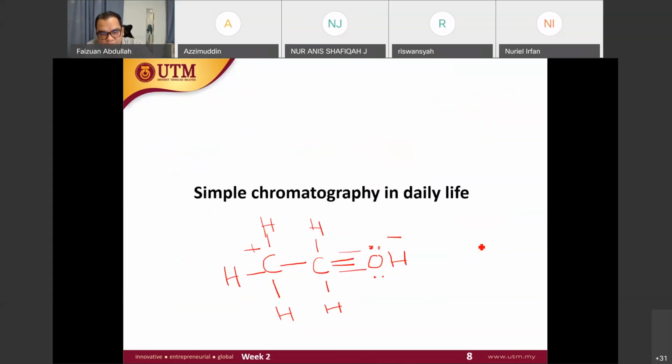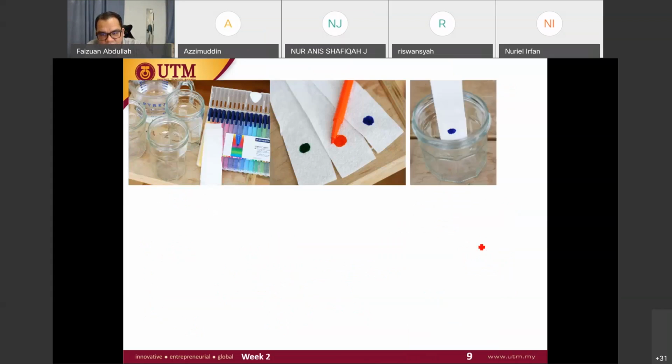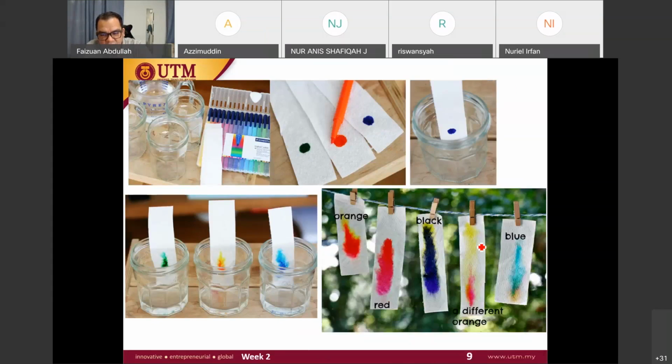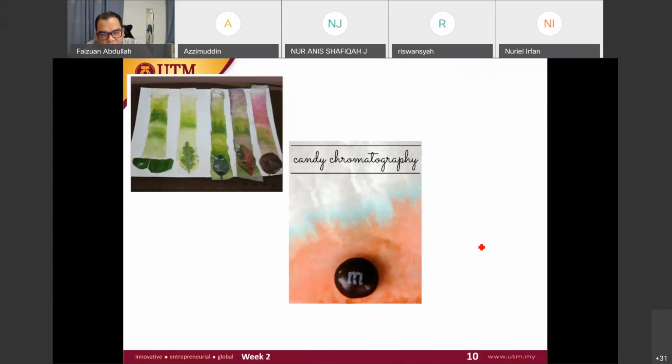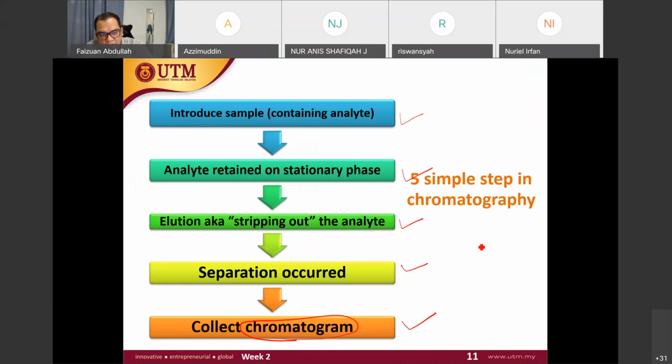And remember to do these simple activities at your hometown and send a photo to me, your selfie photo. Use your own samples. This is a step in chromatography. We have to introduce the sample. If we want to analyze a sample, we need to put in a sample.